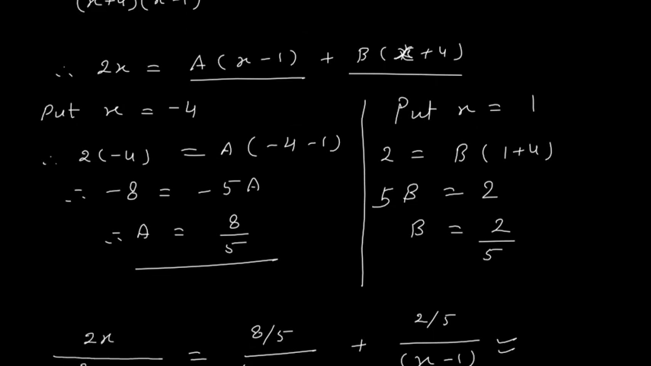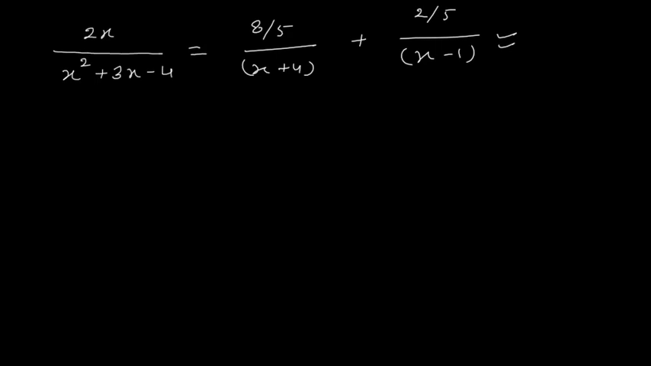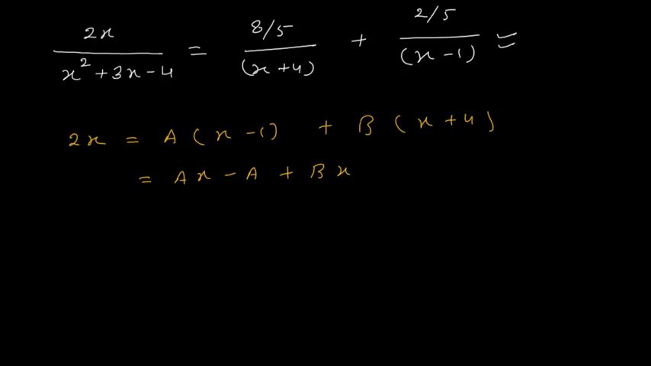I will write this expression, which is 2x is equal to a into x minus 1 plus b into x plus 4. So what I will do here, I will expand this bracket. So it is ax minus a plus bx plus 4b.